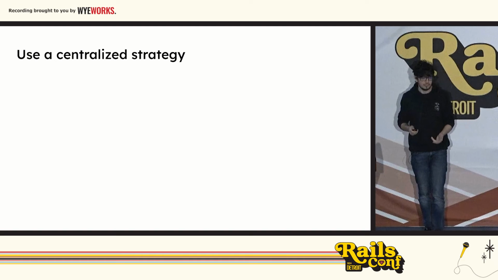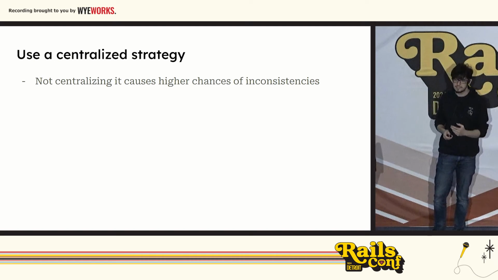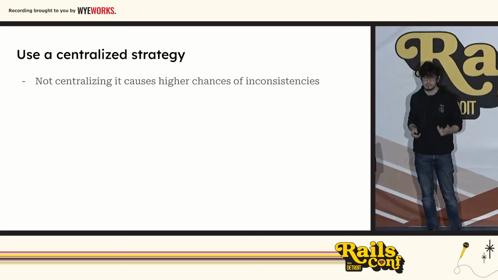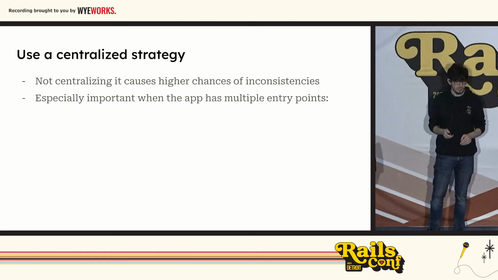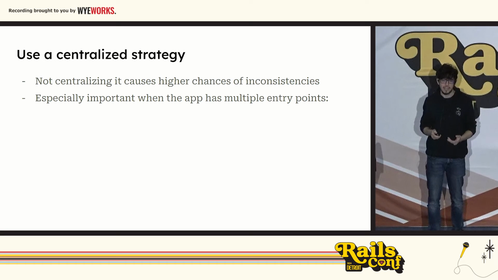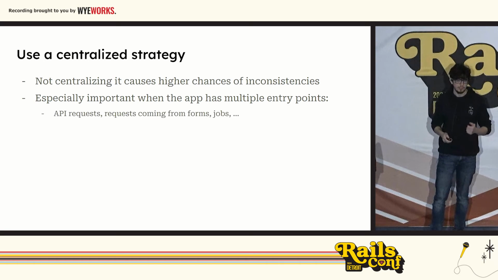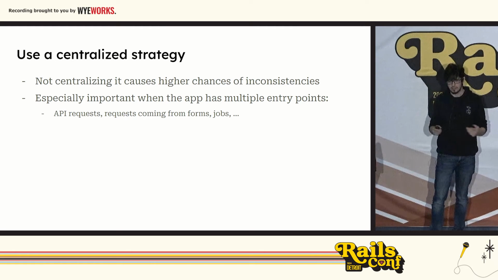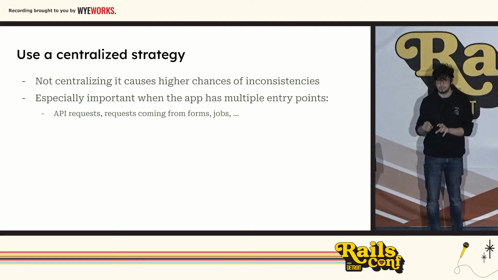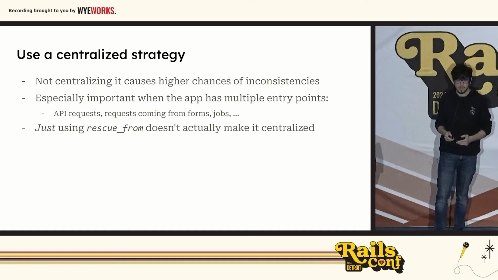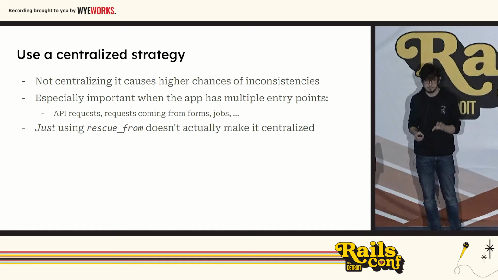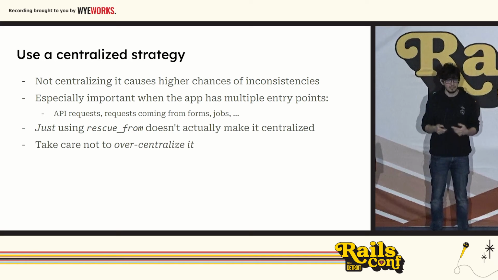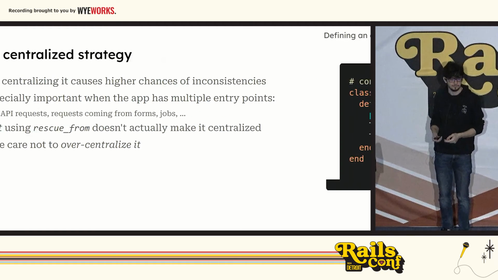So let's use a centralized strategy for error handling. Not centralizing it causes a higher chance of inconsistencies, like we just saw. This is especially important when the app has multiple entry points. By that I mean API requests, requests coming from forms, jobs, WebSockets or anything like this; all of those happen in different ways, and we need to find a way to make it centralized. Just using rescue_from doesn't actually make it centralized. It just makes it automatic, but it's not actually centralized. It's also important to take care not to over-centralize it.